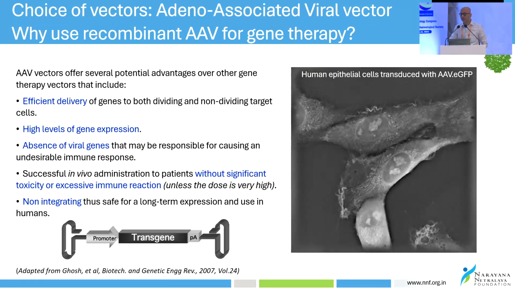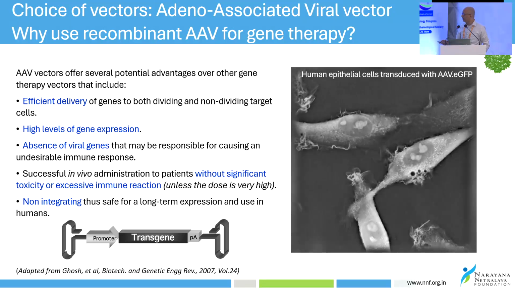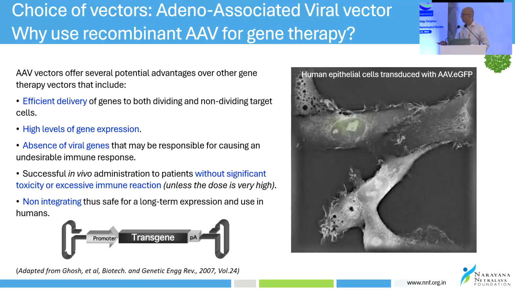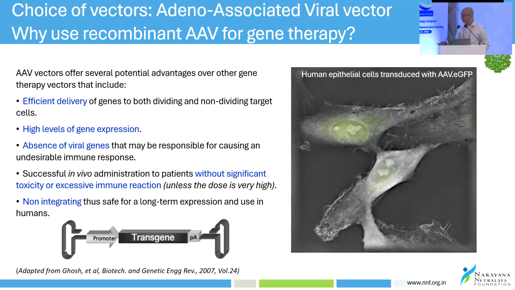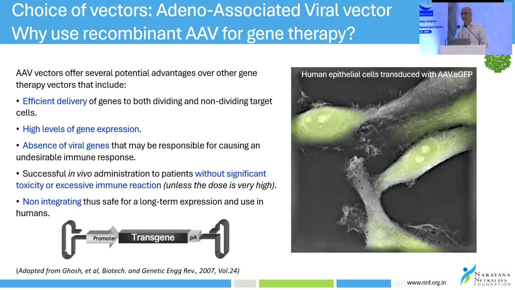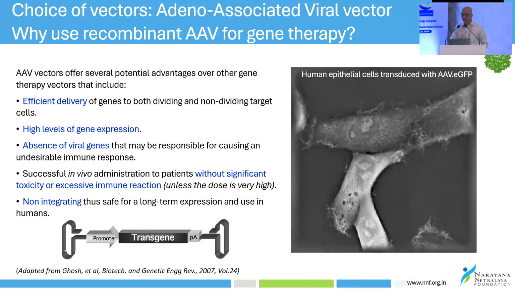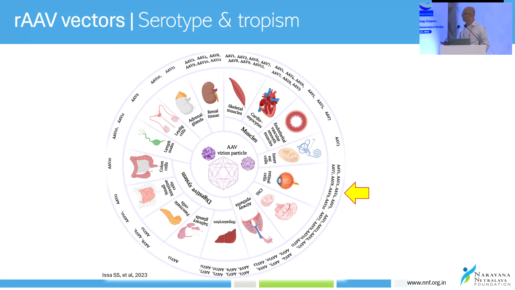The reason it became so popular is its efficient delivery of genes in both dividing and non-dividing cells, its high level of transgene expression, its very low immunogenicity, and most importantly, it is non-integrating, unlike the lentiviral system. These are the salient features of how AAV became one of the choices in gene therapy applications. The advantage here is its serotype and tropism. We have multiple serotypes, and each has specificity towards certain targets and tissues. We have quite a range for its tropism towards the eye and various tissues in the eye.